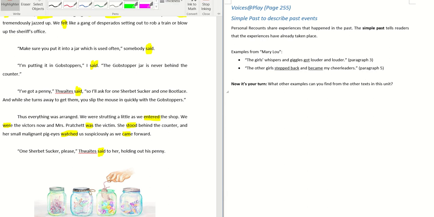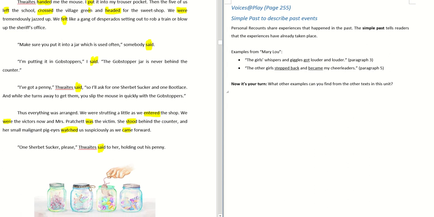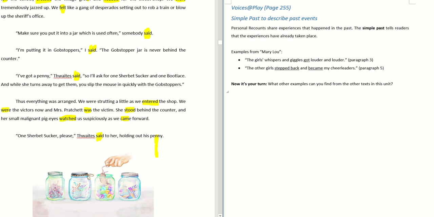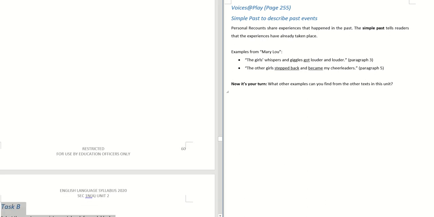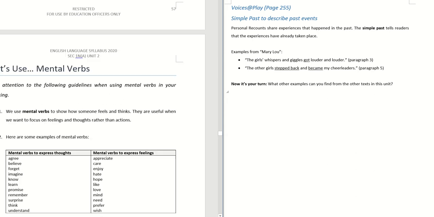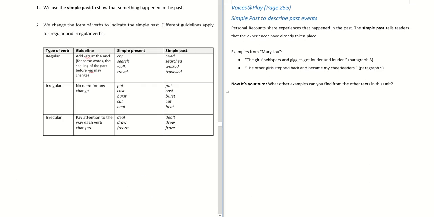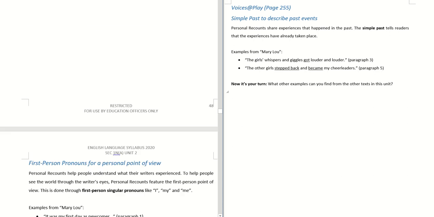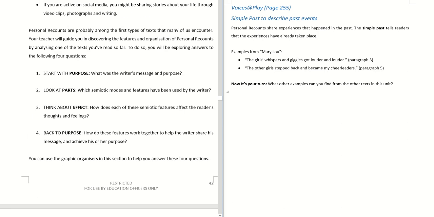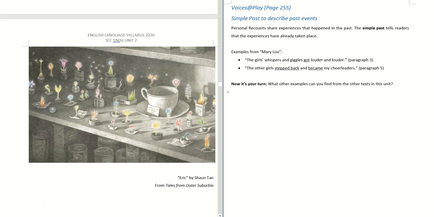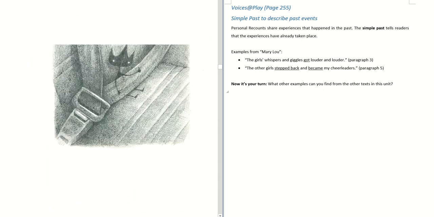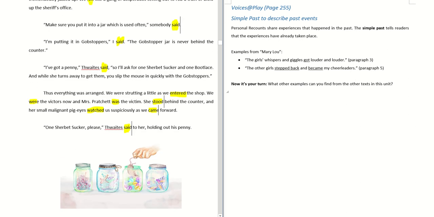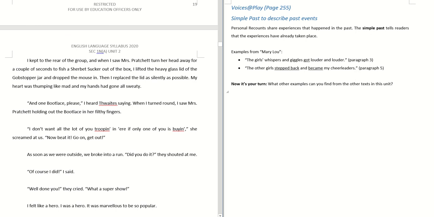Okay, moving on. Oops. Okay, I'll do that. This passage, sorry. The passage moved. Okay. Let me find the passage first. The passage moved. Okay.